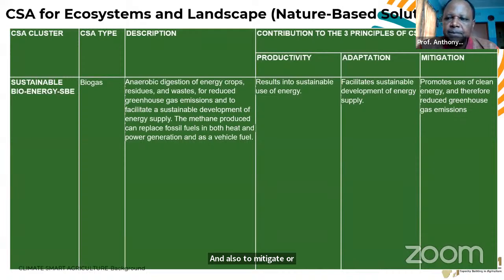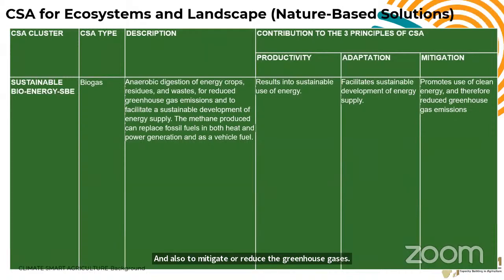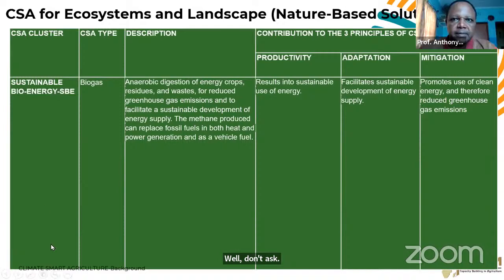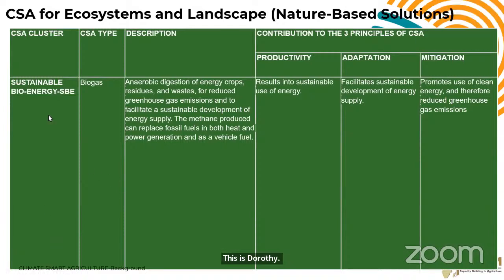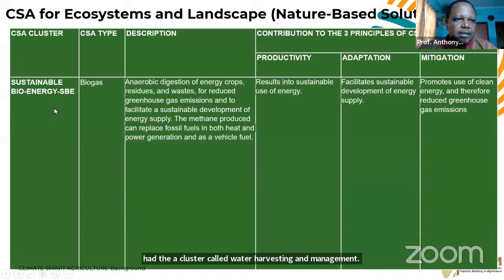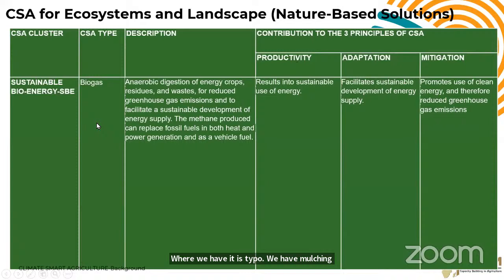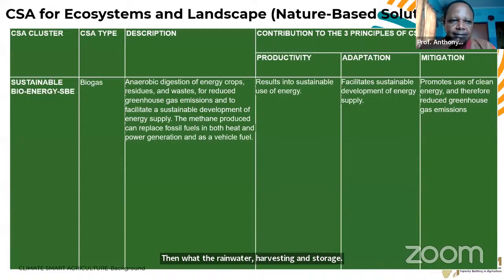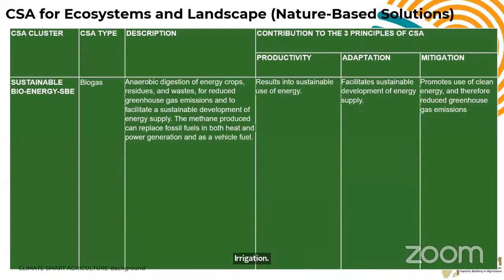Which were these other clusters? Anybody? Dorothy or Nancy? Yes, please, Dorothy, go ahead. Yes, this is Dorothy. We had a cluster called water harvesting and management, small scale irrigation. Good. Where we have mulching, then rainwater harvesting and storage. We had drainage management, irrigation, then minimum tillage.